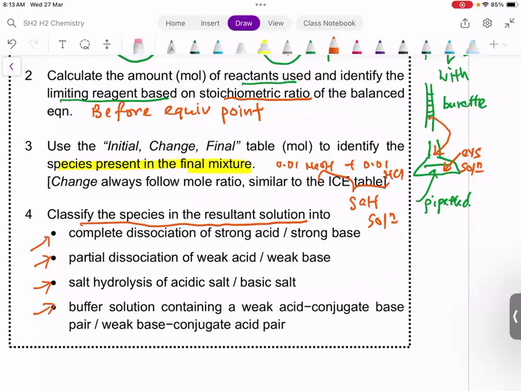Okay, so after you have identified what type this falls under, then you will quote the relevant mathematical expression to calculate your pH. Okay, all right, so this is what you're going to do. So this one is with reference to your page 35. All these are with reference to your page 35.